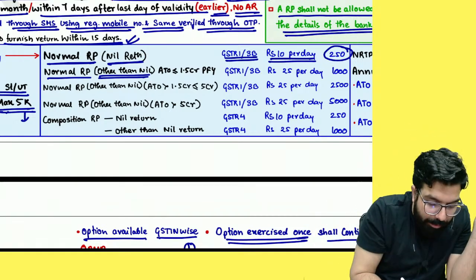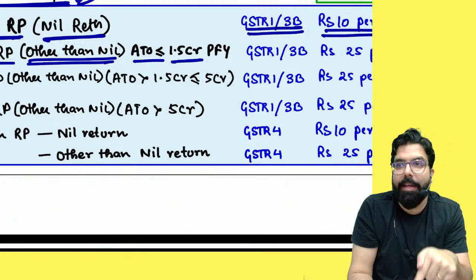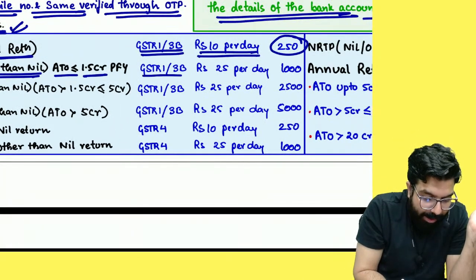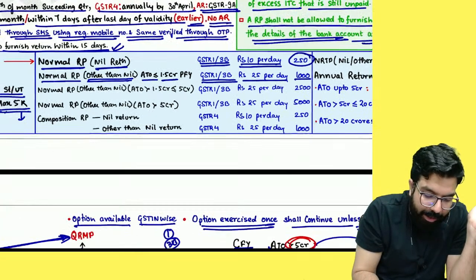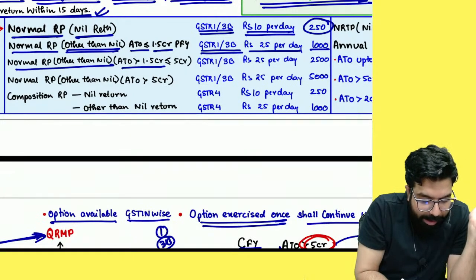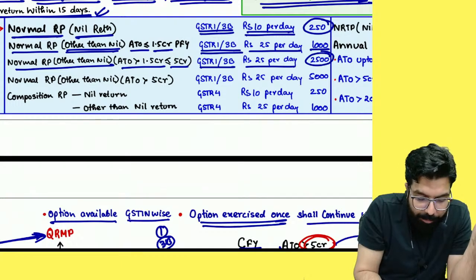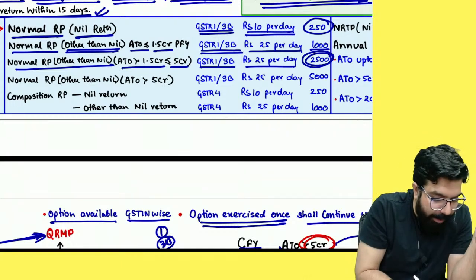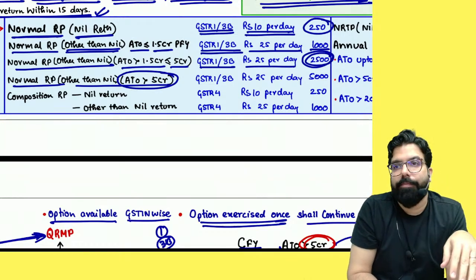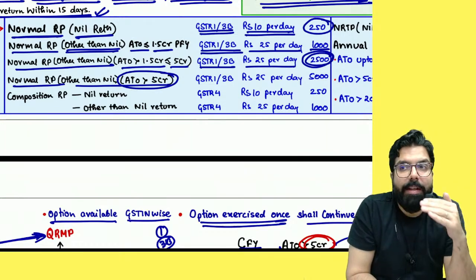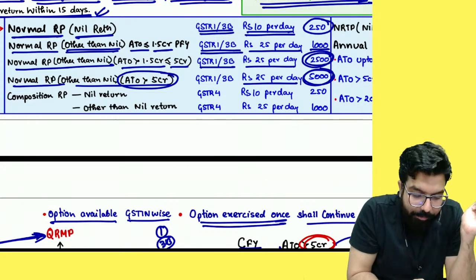Other than nil return, if your aggregate turnover in the last year was up to 1.5 crore, then in the current year, for any delay, how much you have to pay, everyone? For GSTR1 and 3B, 25 rupees per day, maximum is 1,000. If your turnover in the last year was more than 1.5 up to 5 crore, then 25 per day maximum will become how much? 2,500. If your turnover was more than 5 crore in the last year, then how much is the current year late fee for GSTR1 or 3B? 25, but maximum will become how much?